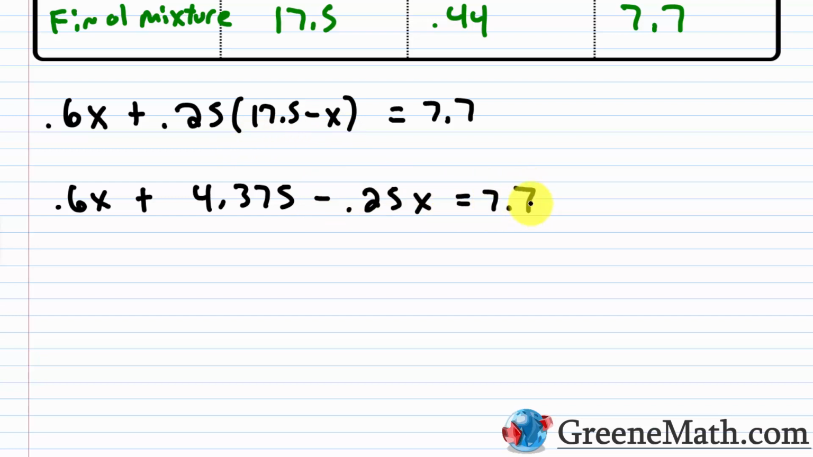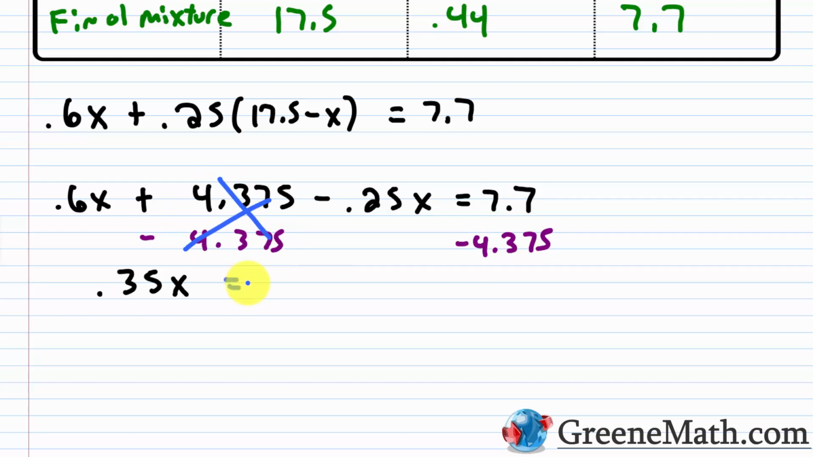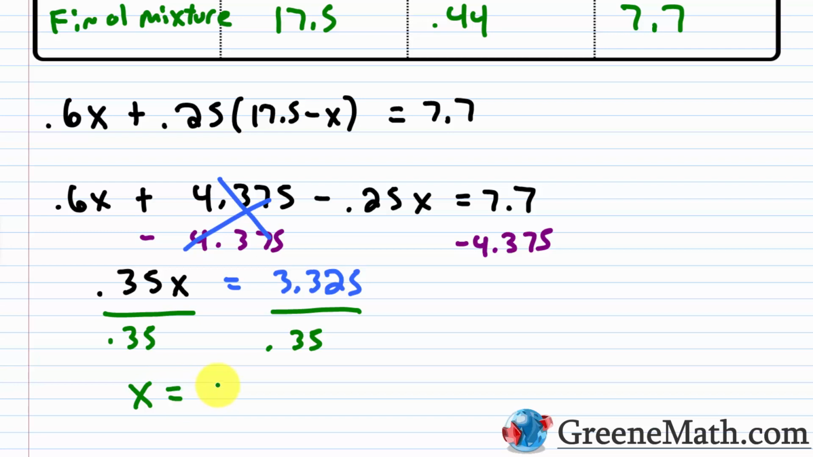So let's clean up on the left. 0.6x minus 0.25x is 0.35x. Then if I subtract 4.375 away from each side, what will I get? Well, this would cancel, so we'll say this is equal to 7.7 minus 4.375, which is 3.325. To finish this up, let's divide both sides of the equation by 0.35. So we'll get x is equal to 9.5.